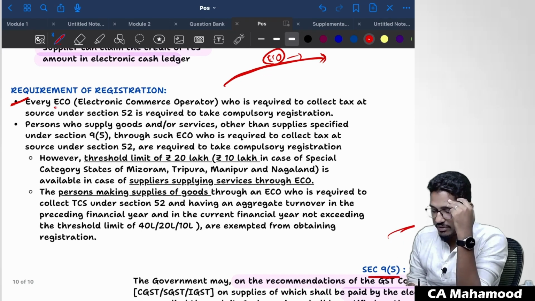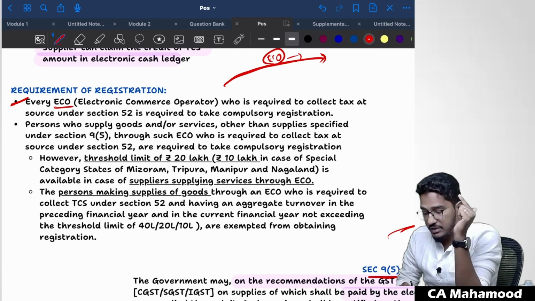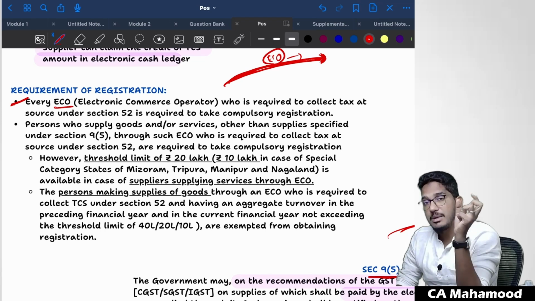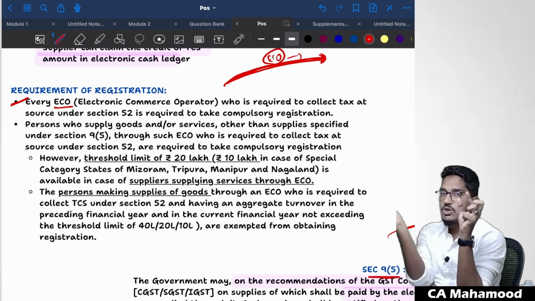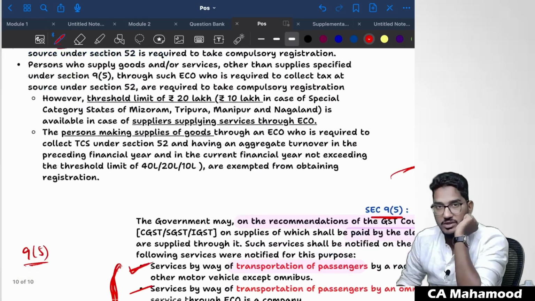What did they say? Every e-commerce operator is required to take mandatory registration. In addition to that, persons who are supplying goods or services through the e-commerce operator who is required to collect TCS, even those suppliers who are making that supply through the e-commerce operator who is deducting TCS, are also required to get registered.